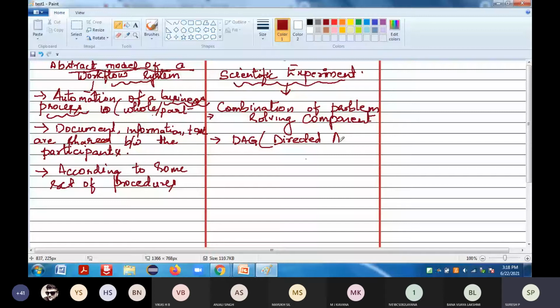So that particular process. Now if it is a directed acyclic graph, what does it suggest? It suggests that there are dependencies among each other. Depending upon the dependencies, it is going to work.